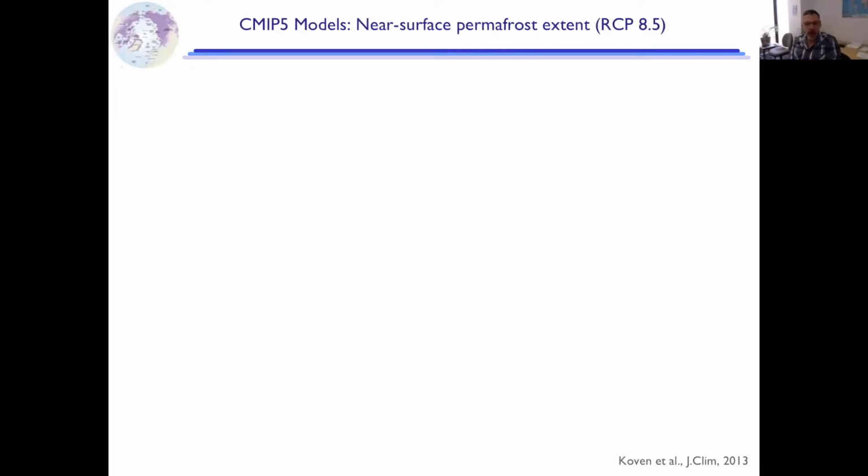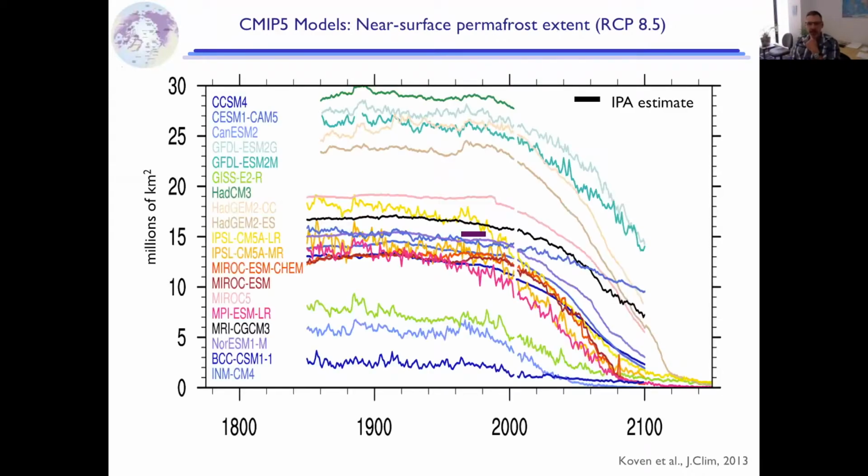Okay, so how are we doing in terms of modeling permafrost? I said we weren't really doing it in CMIP5. This is the plot that we often show, which shows the sorry state of the situation in terms of modeling permafrost in the CMIP5 models, now about 5, 6 years old. Basically, it shows the time series of integrated permafrost extent from 1850 out to 2100 under the RCP 8.5 scenario.